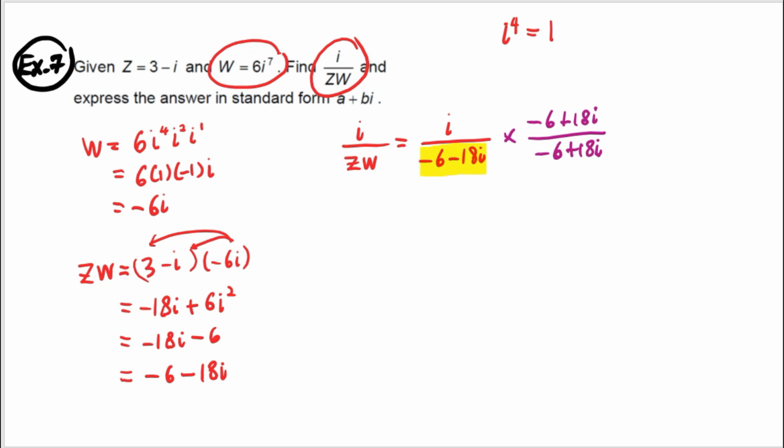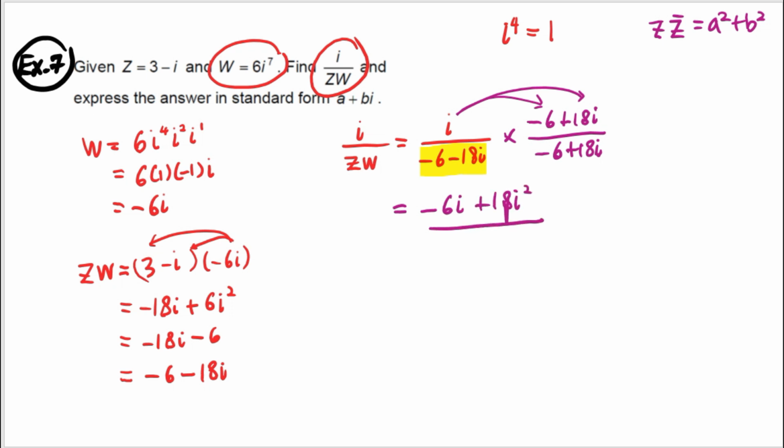Now we know that z times z bar will give you a square plus b square. So this one multiplied here, something like this. So I'll have negative 6I plus 18I square, divided by negative 6 square plus 18 square, and you need to simplify this one.